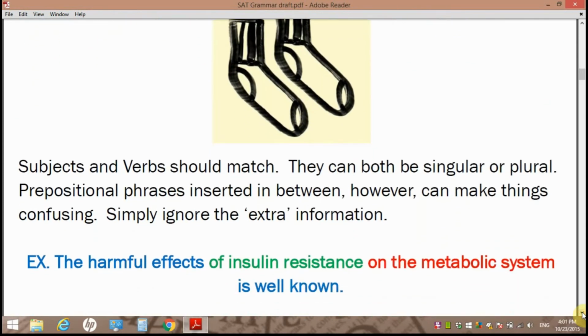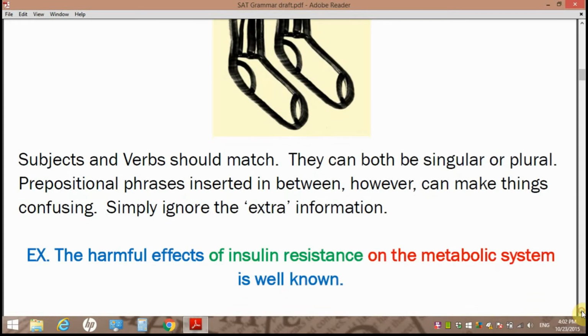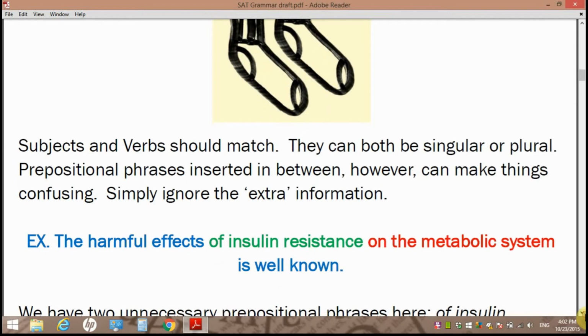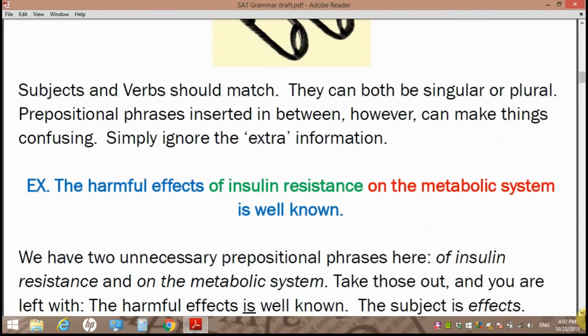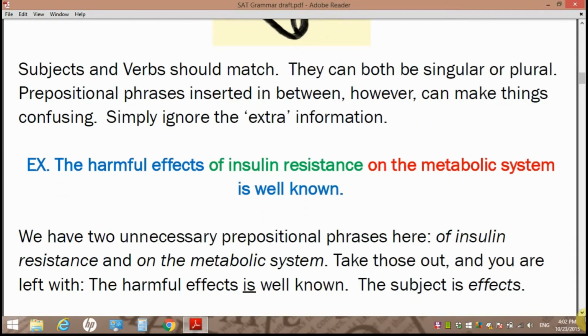So let's look at this example sentence. The harmful effects of insulin resistance on the metabolic system is well known. Well, that sounds correct, and that's the trap they want you to fall into. If you look at the extra information there, the extra prepositional phrases, of insulin resistance and on the metabolic system, let's take those out and just look at the actual basic structure of the sentence. The harmful effects is well known. Does it still sound right? It shouldn't. The verb is should be changed to are.